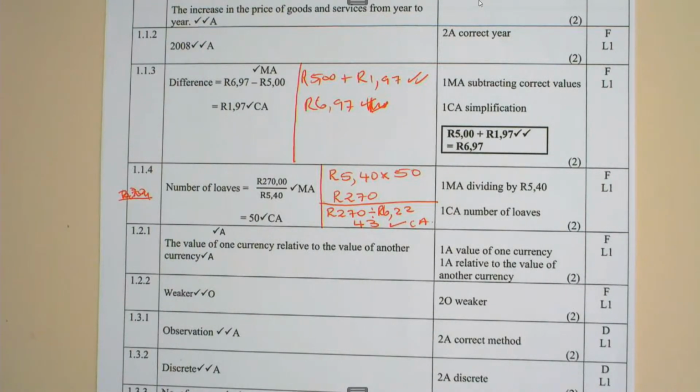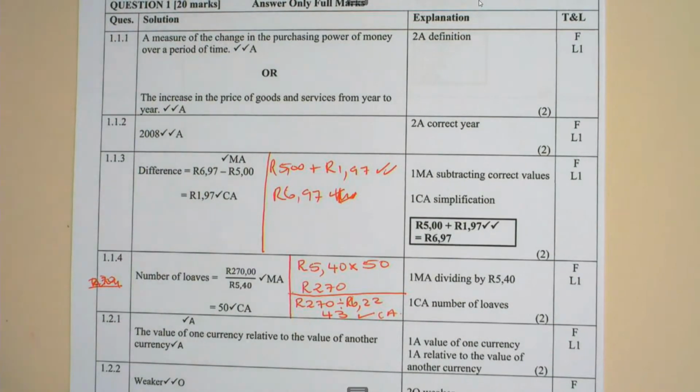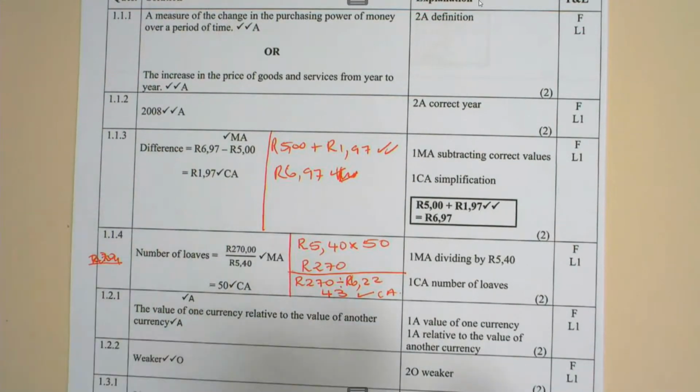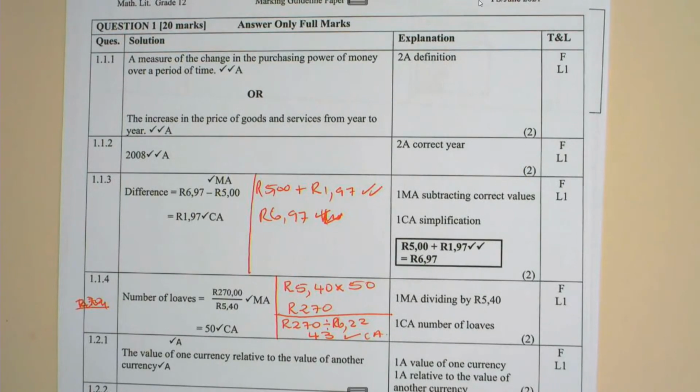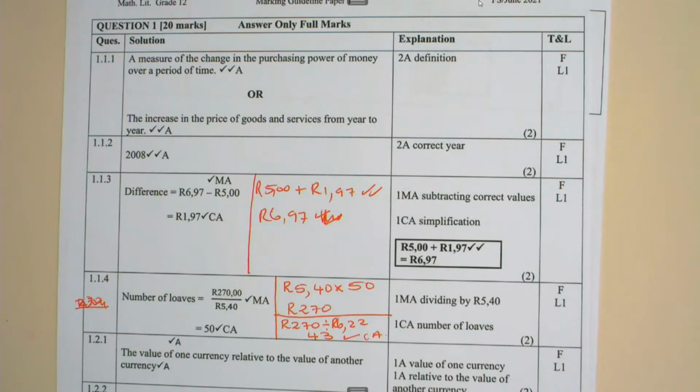The first question was: explain the meaning of the term inflation. Now let's look at the answer. A measure of the change in the purchasing power of money over a period of time. Or learners can write the increase in the price of goods and services from year to year. Then you credit those learners 2 marks. There are no other options. Those 2 options only.